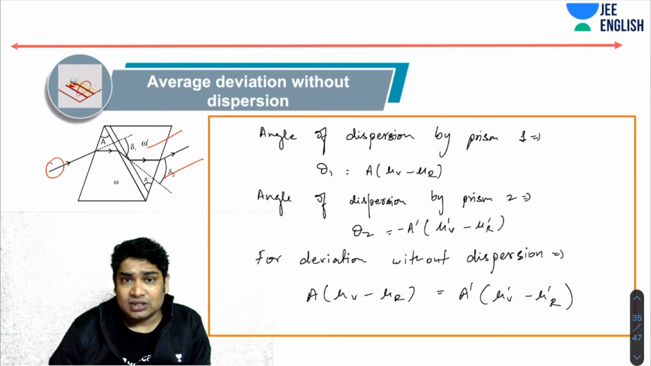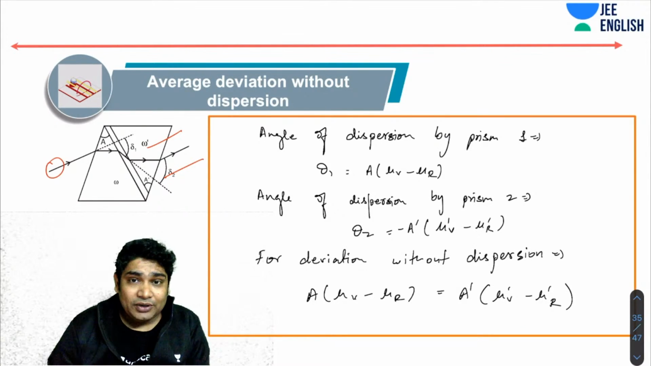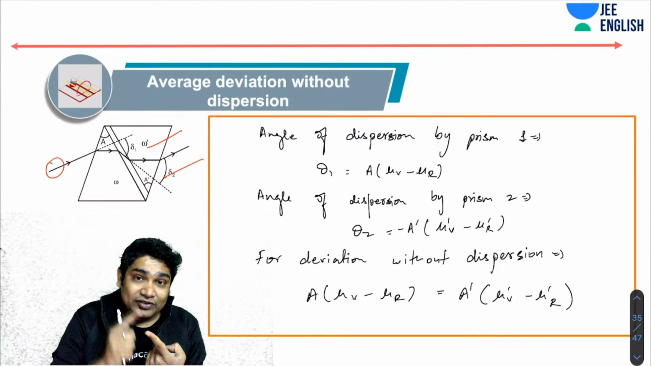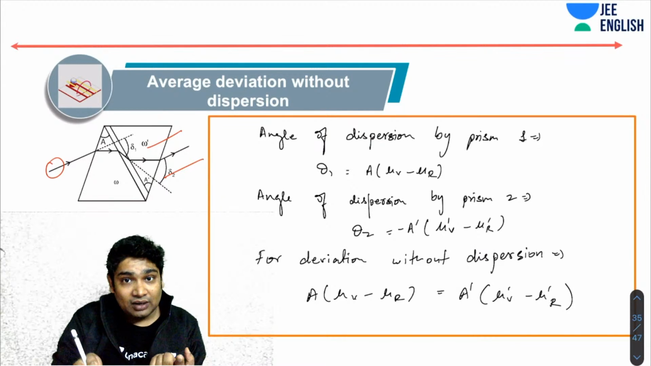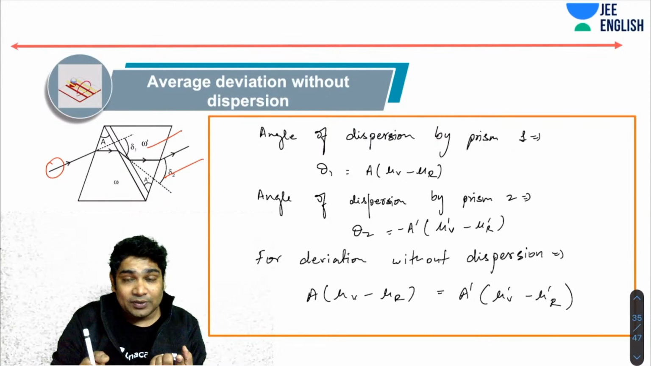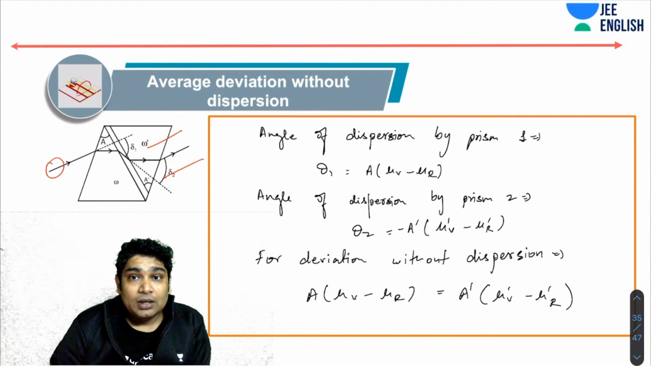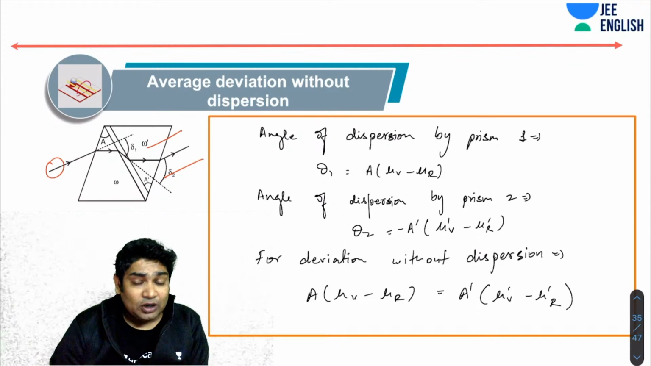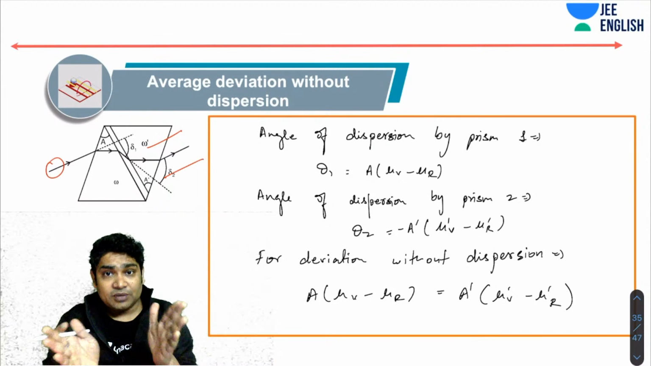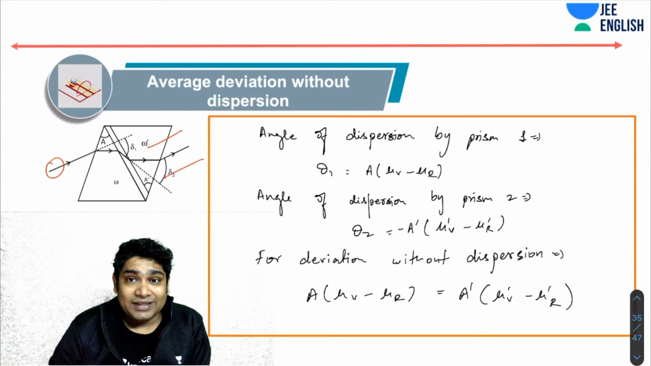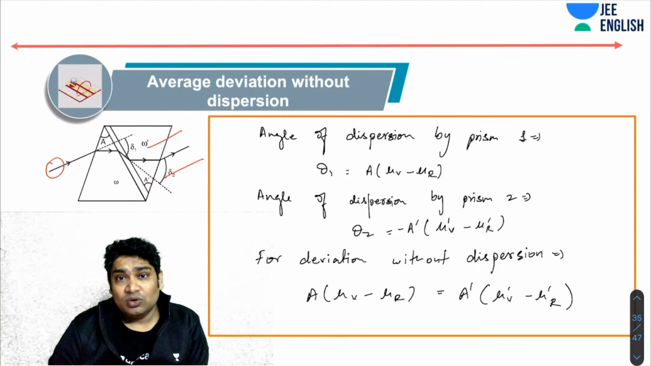These are the conditions for different cases. Again, very simple. All you need to know is if average deviation has to be 0, then the deviation of yellow light produced by one prism should be equal to the deviation of the yellow light produced by the other prism, and it will be negative because they have been put upside down. Similarly, if you want to achieve deviation without dispersion, then the angular dispersion produced by one prism should be equal to the negative angular dispersion produced by the other prism, so that the net angle of dispersion is 0. As simple as that.